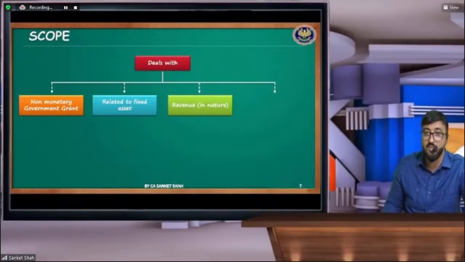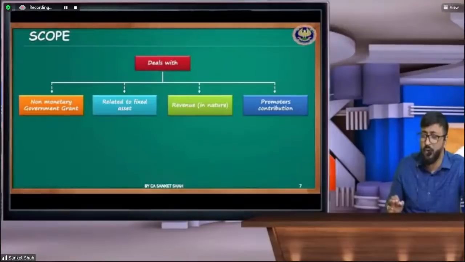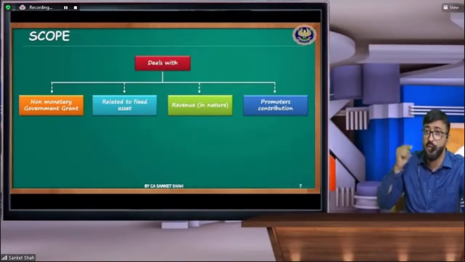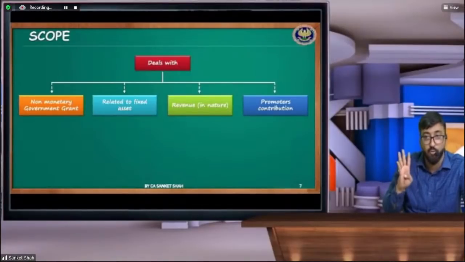So this standard is basically divided into 4 parts. Very, very, very important parts. You have to write all four parts in the comment section. First one is related to non-monetary government grant. Second one is related to fixed asset. Third one is revenue in nature, and fourth one is promoter's contribution. So this standard is divided in 4 parts.